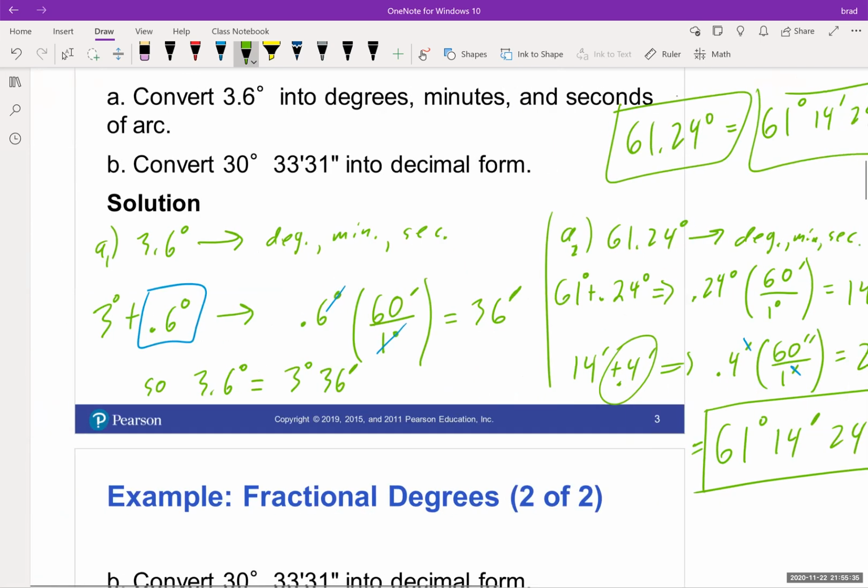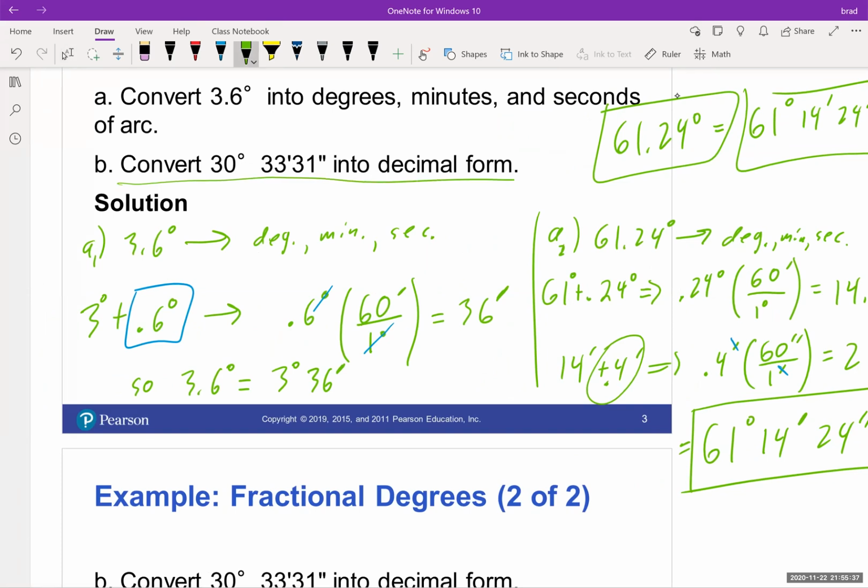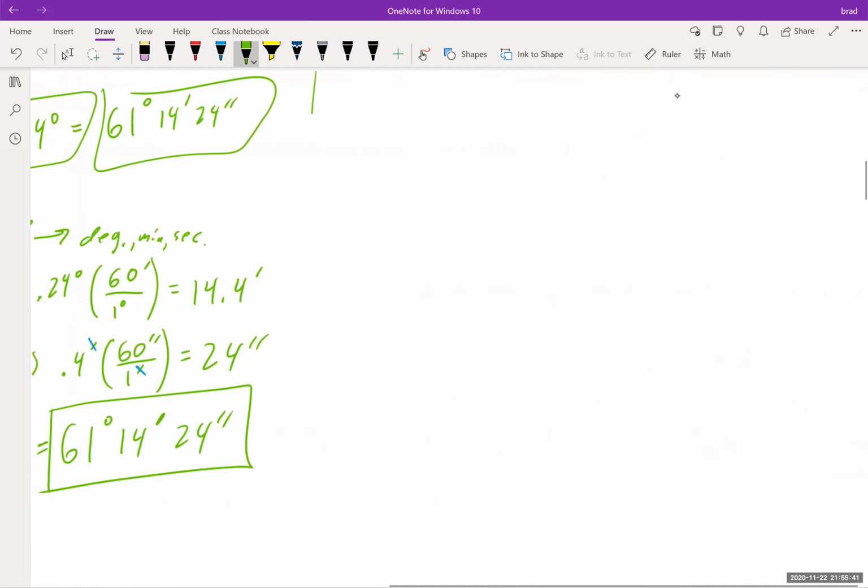So now let me do this other one, convert 30 degrees, 33 minutes, and 31, okay? So let's do 30 degrees. Well, you know what? I'm going to do a different problem. I like mine better than that one. So I have 60, so convert to decimal degrees.